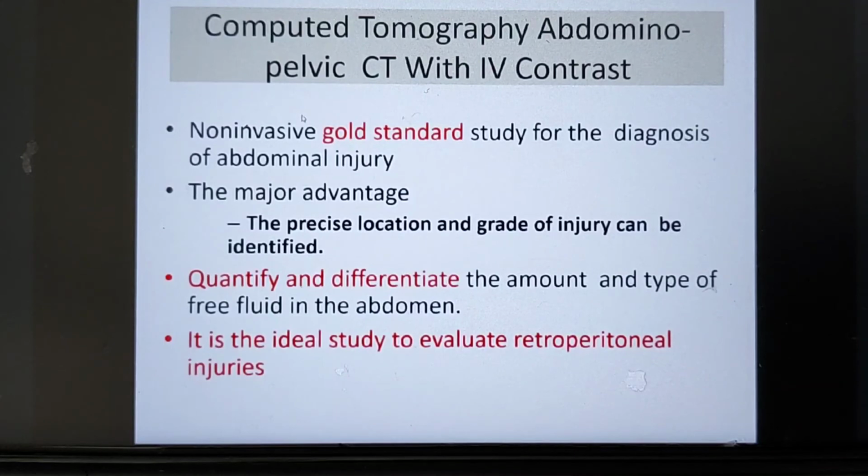The most important investigation that should be done is CT abdomen pelvic. It is a non-invasive gold standard study for the diagnosis of intra-abdominal injury. The major advantage of CT scan is that the precise location and also grade of injury can be identified. It can also quantify and differentiate the amount and type of free fluid in the abdomen.